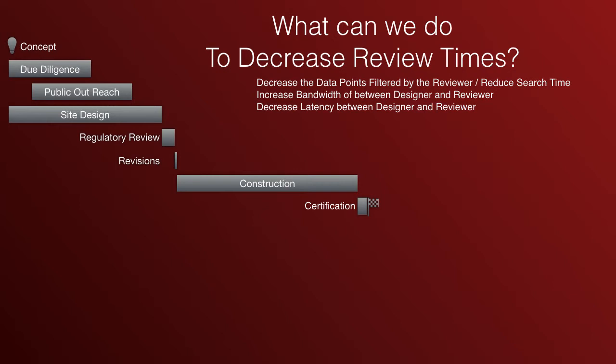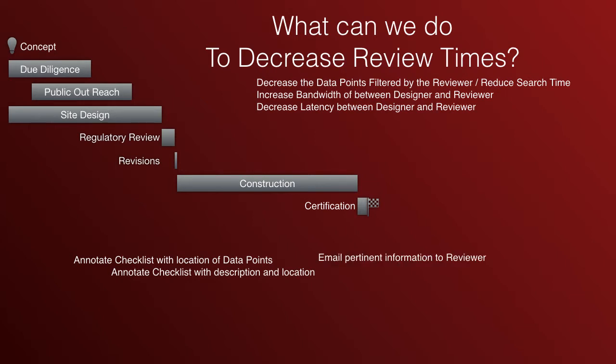So how can we reduce those number of data points? Well, we can just annotate the checklist. That narrows the area that the reviewer needs to look through to find their data set. Even better, if there's something like the detention basins that we saw in our example, where there were 8 of them for one line item, we can explain that on the checklist or make a note of it. And in that same vein, it's a good idea to email pertinent information to the reviewer when you submit your plans, at least a methodology, and point out anything that may not be standard or may give the reviewer difficulty in understanding.